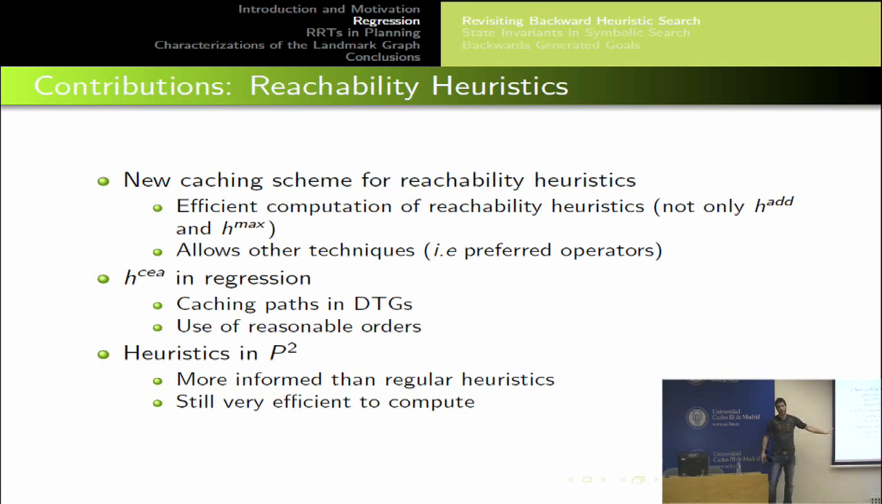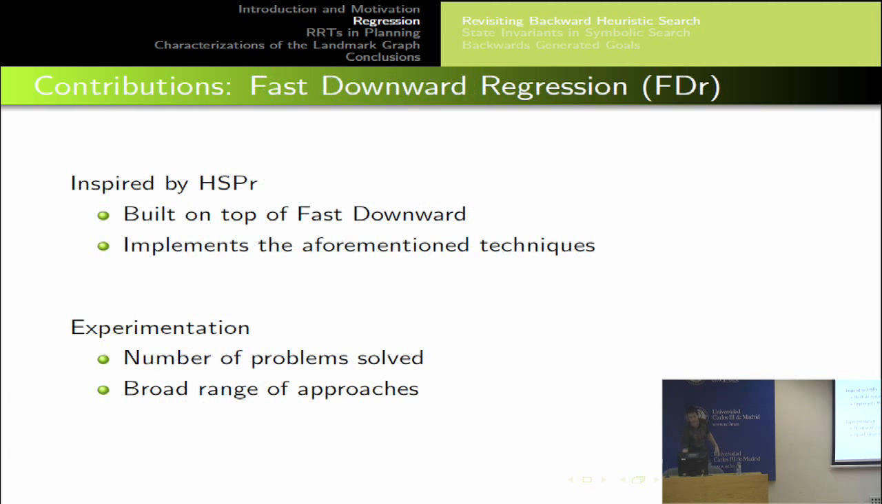And last, we have heuristics in P2, which are not practical at all to compute. Those are much more informed than the original heuristics computed in P1, but they are not practical to compute per state. However, in regression, we can use the same caching schemes to compute, for example, the FF heuristic in P2, and the time is still linear on the length of the relaxed plan. So this is quite nice, actually.